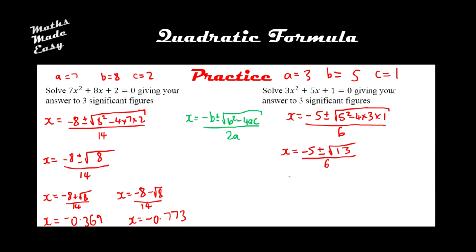divided by 6. Separate into your two solutions, x equals negative 5 plus square root 13 over 6, and x equals negative 5 subtract square root 13 over 6. This will give you x equals, and the first one will be negative 0.232, and the second one x equals negative 1.43.